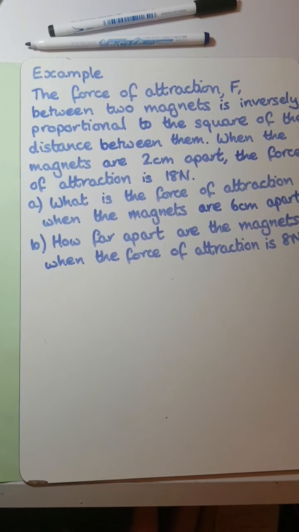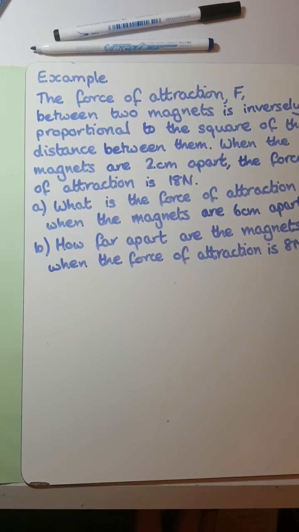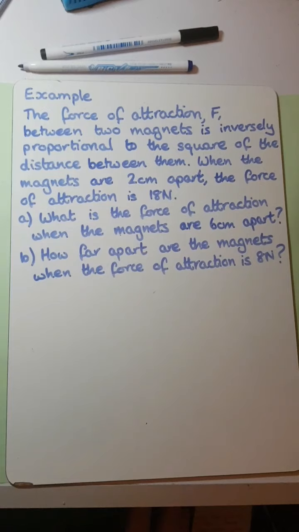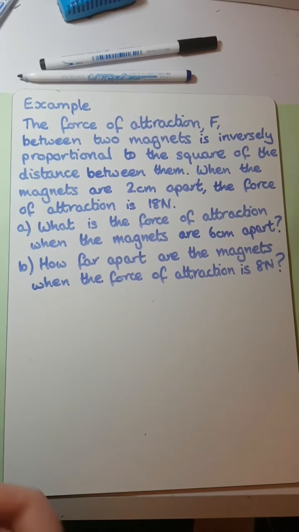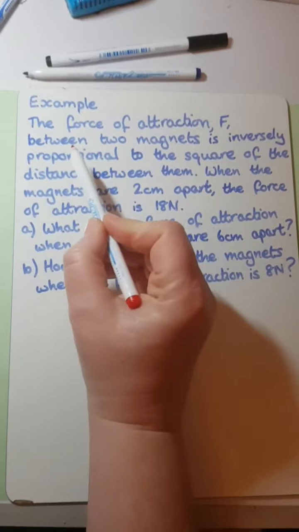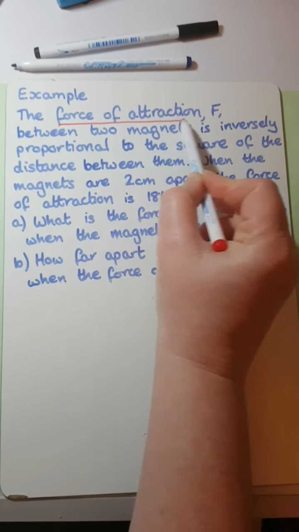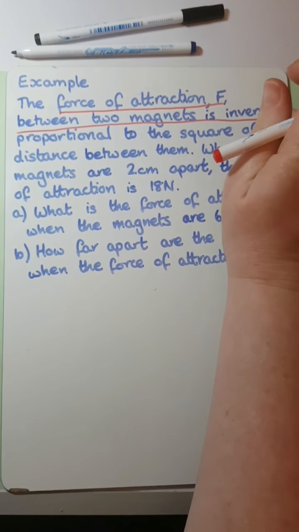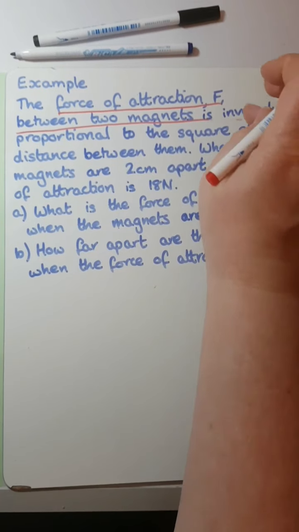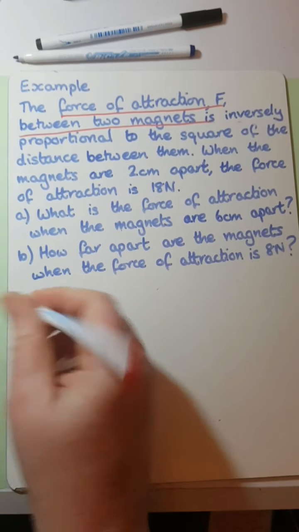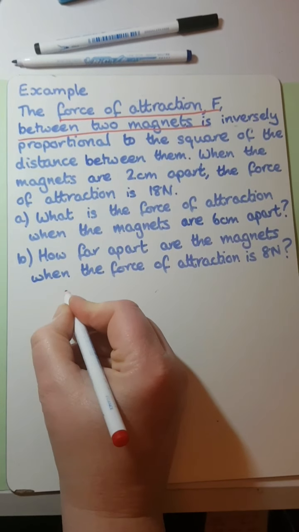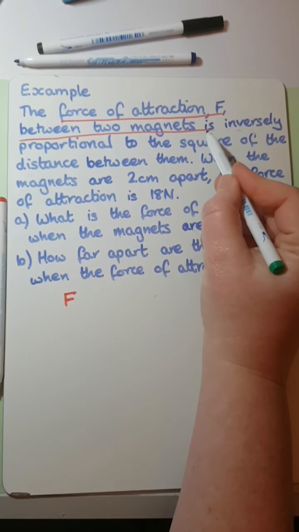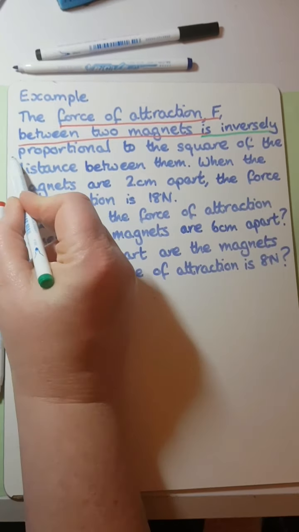It says, the force of attraction F between two magnets is inversely proportional to the square of the distance between them. Now, at this point, I stop, because that's the statement that's telling me about the proportion. And if you recall, what I suggested is that we underline things we need. So the force of attraction F between two magnets, so that's F. Then we've got inversely proportional to. So that bit there, I'm going to underline all of that.